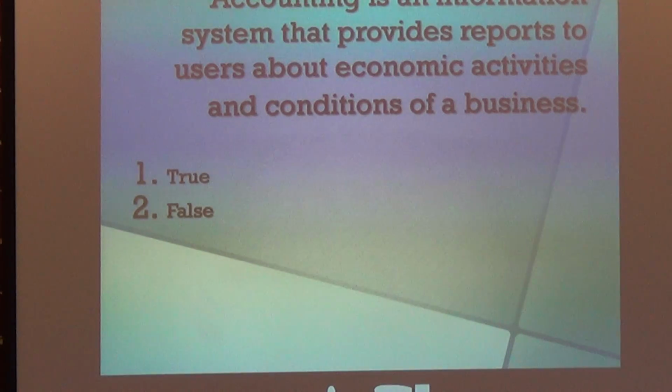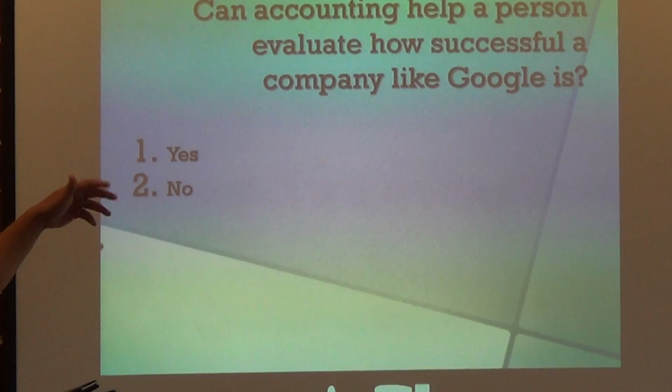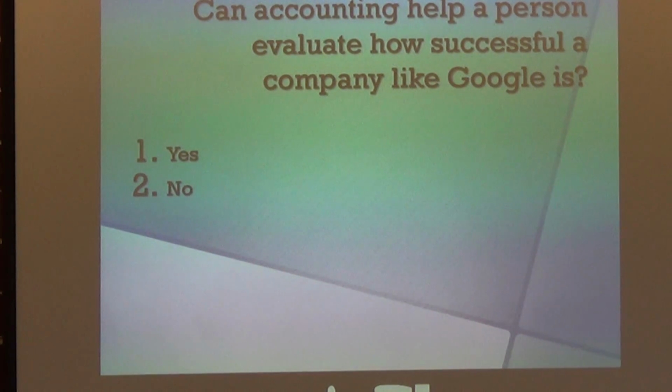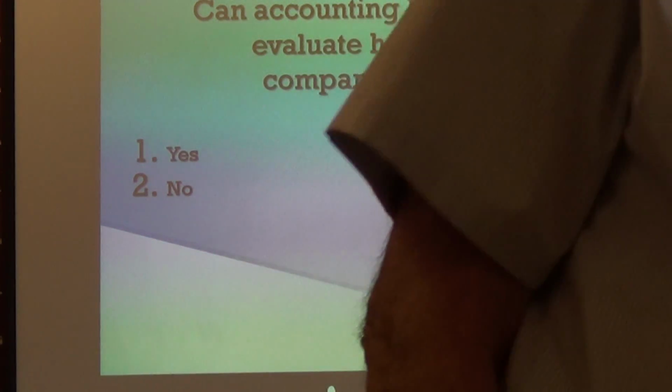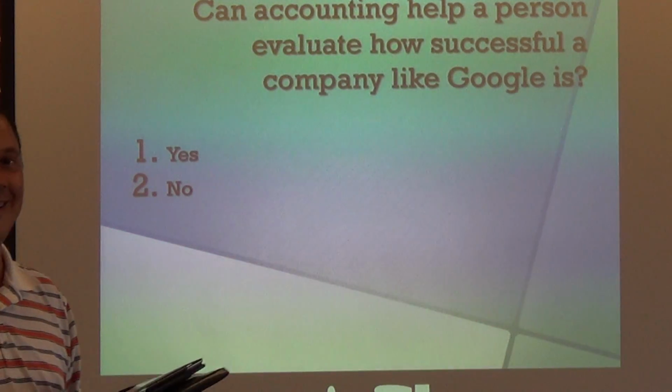All right, I'm going to go ahead and slide forward then. If you're not able to get it, that's okay. I have another question I want you to take a look at. Can accounting help a person evaluate how successful a company like Google is? Answer that question also for me. Green means yes. Obviously, these are pretty simple questions so far. I'll get to harder ones in just a few minutes.